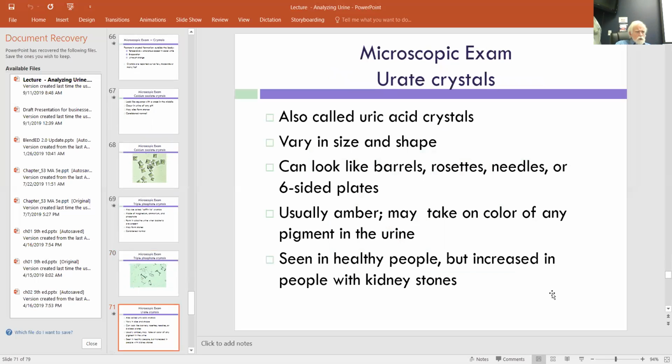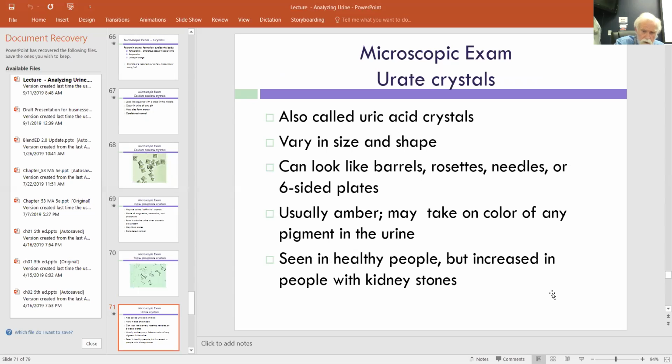Urate crystals, which are from uric acid. Uric acid is something that we see in things like gout. They form in the urine. When they form in the joints, they're extremely painful. It's like putting sand in your joint. And they can look like a variety of different shapes. We might see those, but we're more likely to see them in people with kidney stones. But they can be a variety.